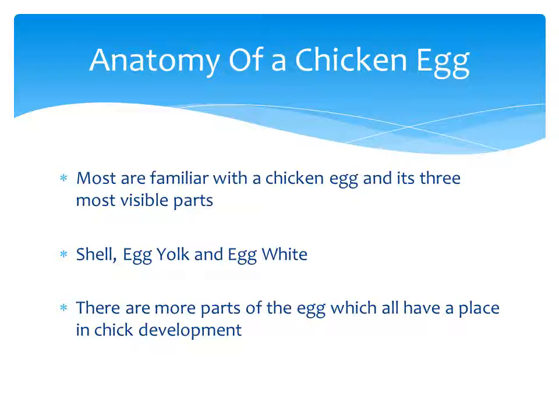And most people are familiar with the parts of a chicken egg because they're the 3 most visible parts. We all see the shell, we all see the egg yolk, and we all see the egg white, or the albumen. But just seeing what we normally see when we crack an egg into a pan, we're not able to take full account of what all is inside of the egg, what all makes up the shell. There's a lot more parts to the egg which all have a place in chick development, and on the next slide we have an animated chart that shows how the egg is put together and what the different parts of it are.